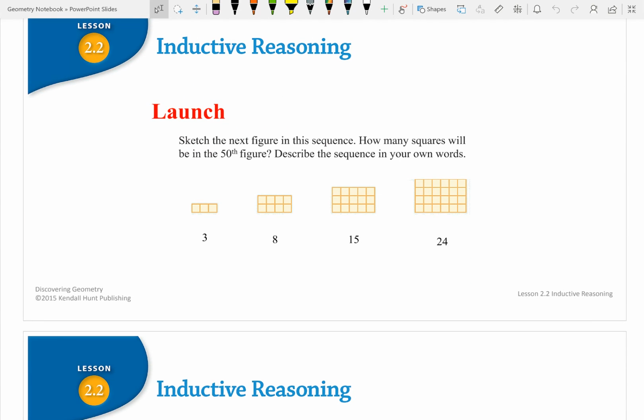Launch. Sketch the next figure in this sequence. How many squares will be in the 50th figure? Describe the sequence in your own words.